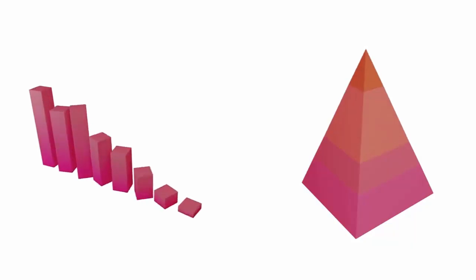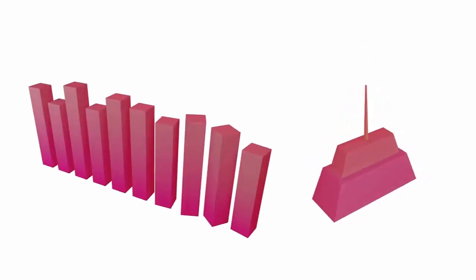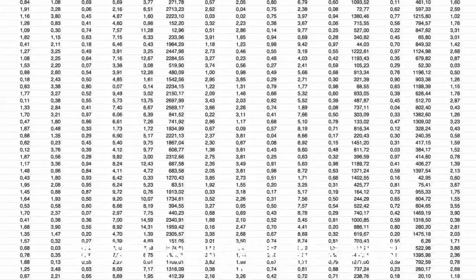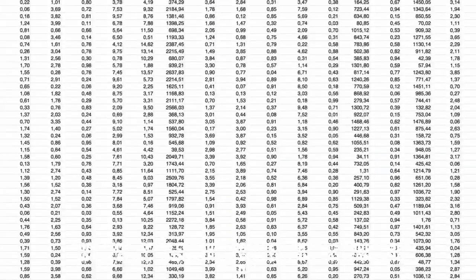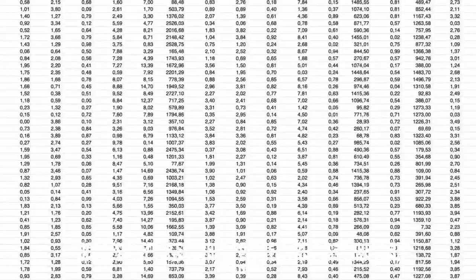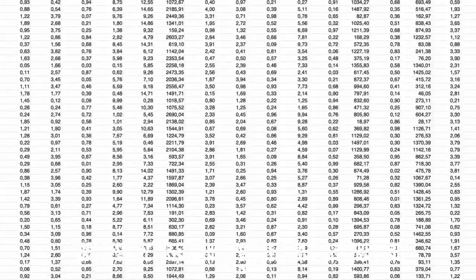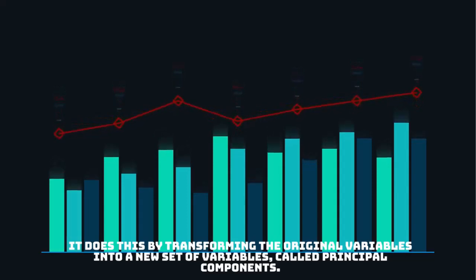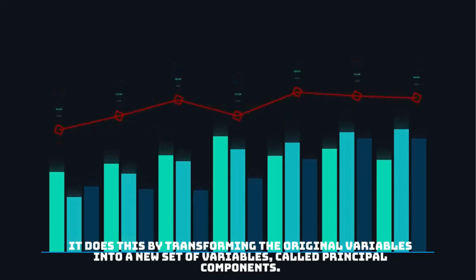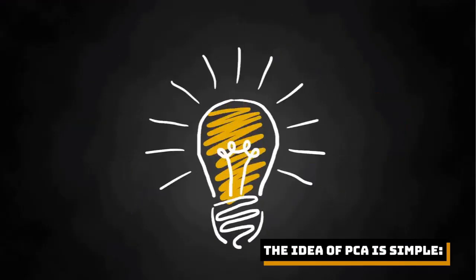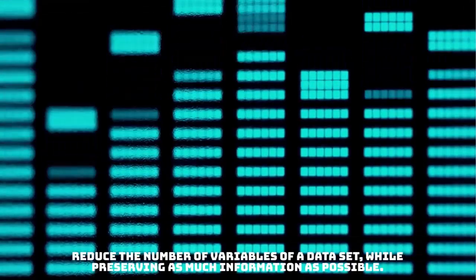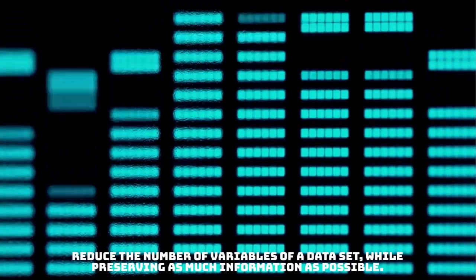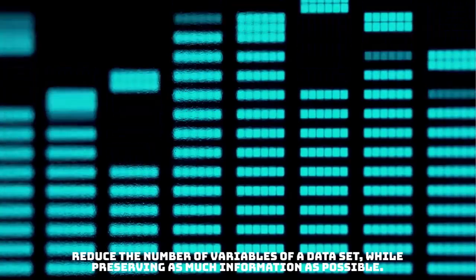Principal component analysis, or PCA, is a dimensionality reduction technique that simplifies complex data sets into a smaller set while still maintaining its significant patterns and trends. And we know that it does this by transforming the original variables into a new set of variables called principal components. The idea of PCA is very simple. It reduces the number of variables of a dataset while preserving as much information as possible.